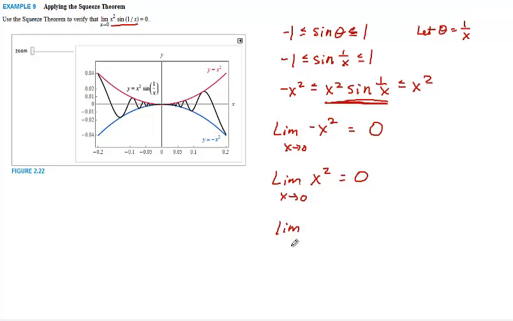What a sneaky and not at all obvious way to get there. But it sure did get us there, using that squeeze theorem, didn't it?